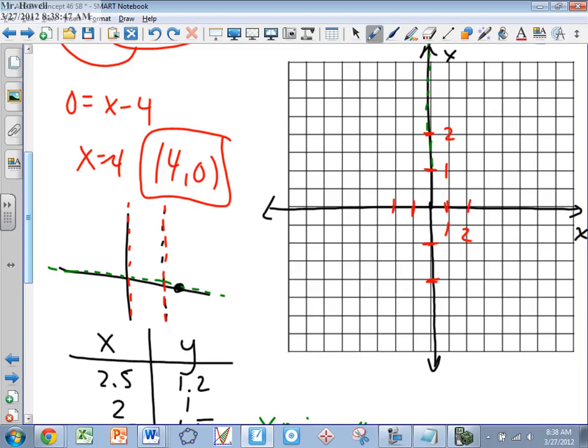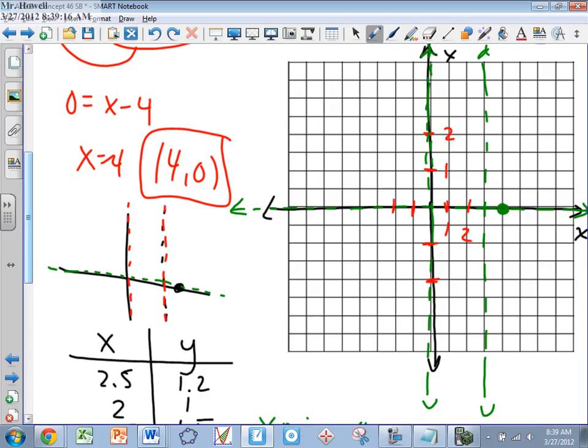The same thing. I start with my vertical asymptote at x equals 0. That's that green line there. Then I have a vertical asymptote at x equals 3. That's that one there. I've got a horizontal at y equals 0. That's that one across there. And I've got an intercept at x equals 4. That's all I know prior to plotting those points. Now go ahead and plot your points and see what you have.